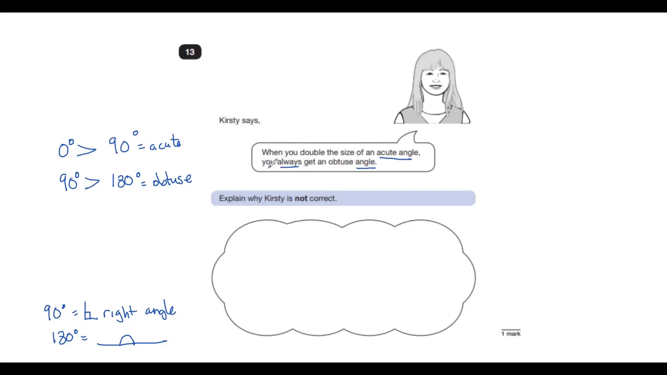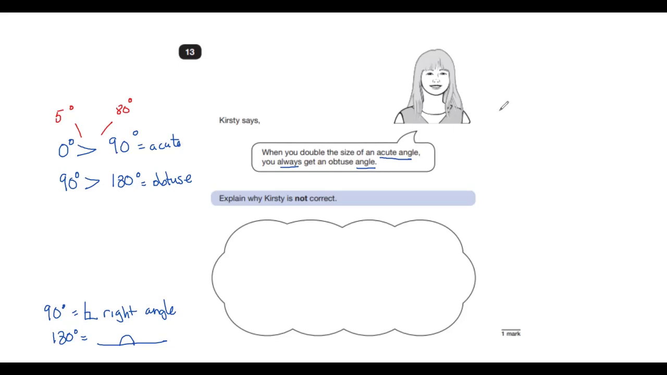Now look at the question. Kirsty is saying when you double the size of an acute angle. So an acute angle is any angle greater than 0 and less than 90, so it could be 1 degree, 2, 3, 5, 10, 15, any number between these two. So let's have a look at a 5 degrees angle and an 80 degrees angle and see if they fit into what Kirsty is saying.